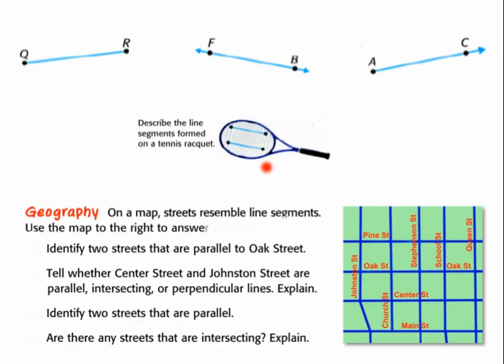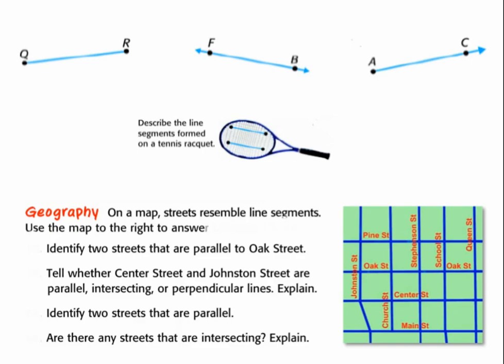Let's look at the tennis racket. It says, describe the line segment that is formed on a tennis racket. And then I have this line segment and this line segment. These segments would be parallel, meaning that they never cross.